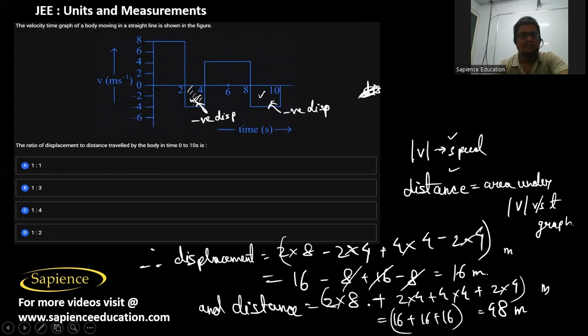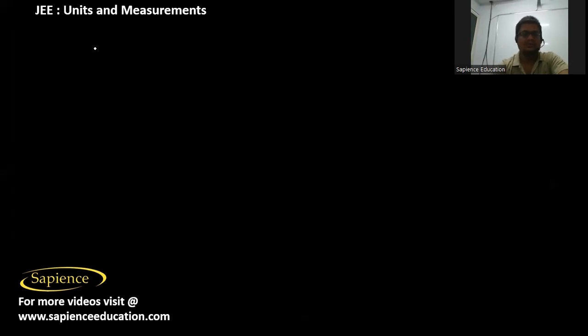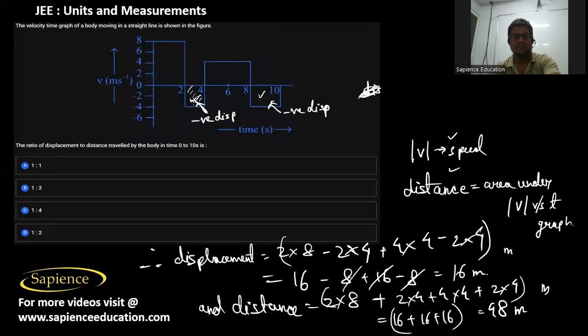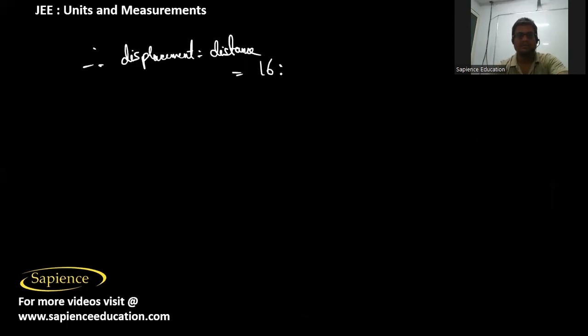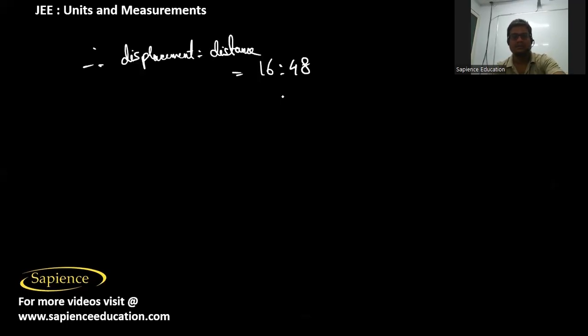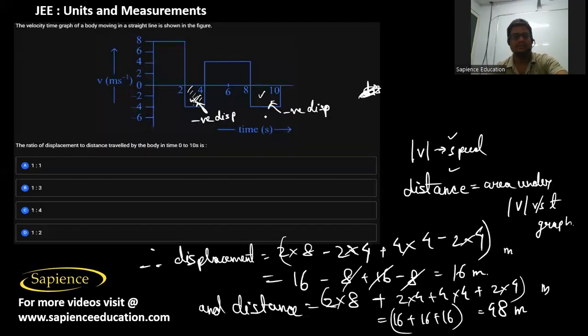Now the ratio of displacement to distance that we have to find. Therefore the ratio of displacement is to distance, that will be equal to 16 is to 48. 16 threes are 48. So this will be equal to 1 is to 3. So option B is the correct answer.